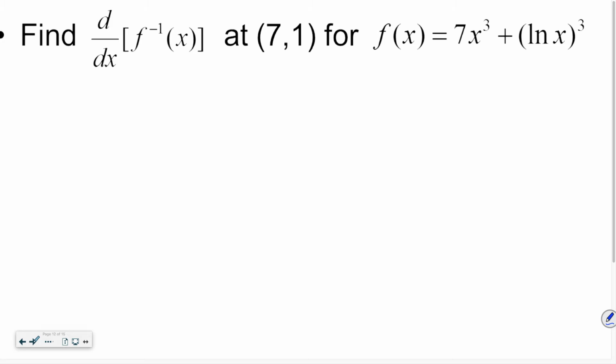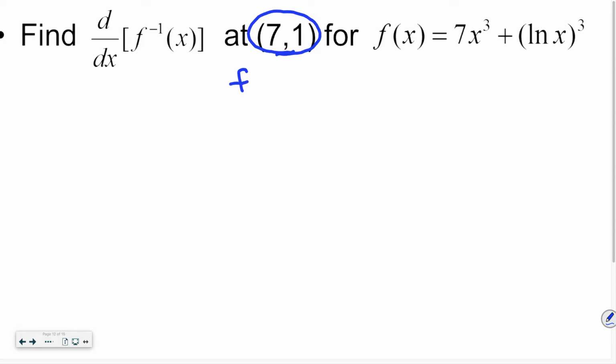What is exciting about this example? There's something that I'm giving you in this example that I didn't in the other one. I gave you the entire coordinate, didn't I? All right. So what does this mean right here? Is this on the inverse or the function? The inverse, right? Find the derivative of the inverse at 7, 1.